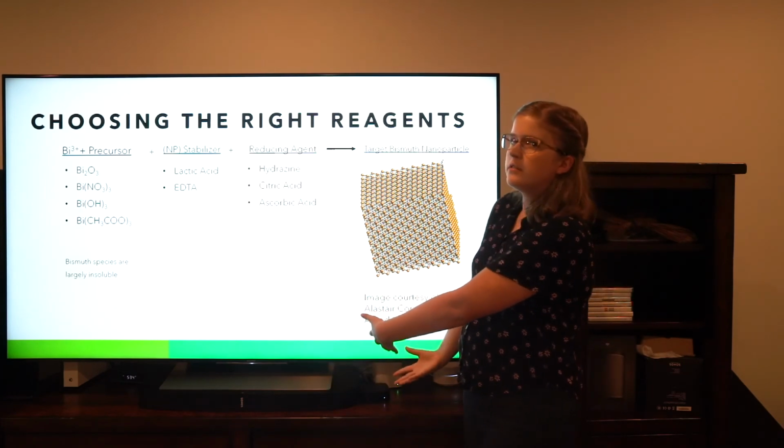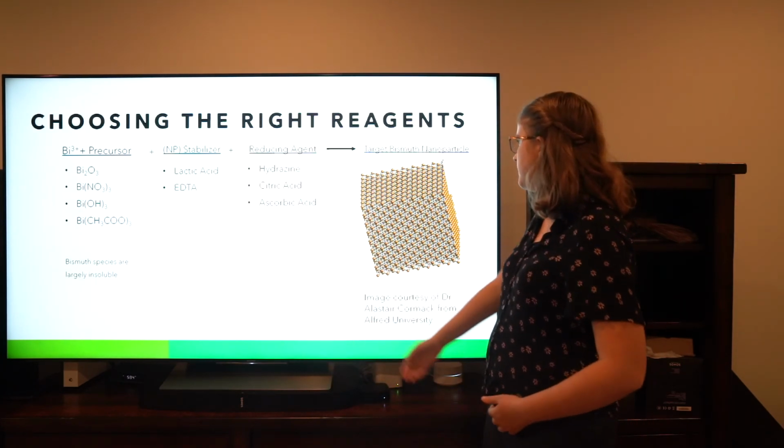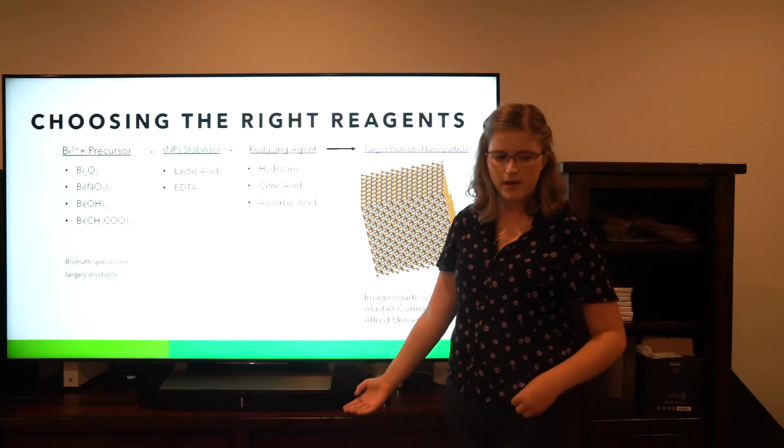All of these come together to form our target bismuth nanoparticle. This image was once again courtesy of Dr. Alistair Cormack of Alfred University.